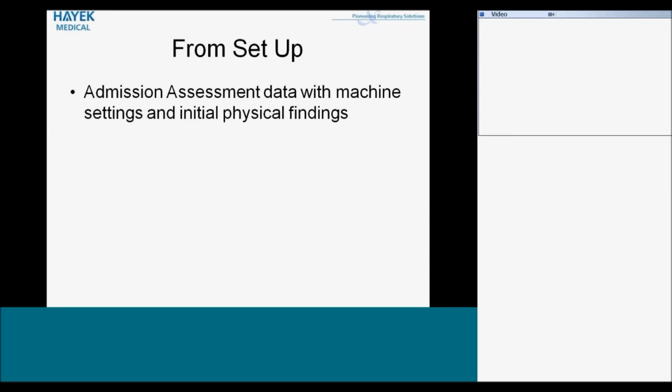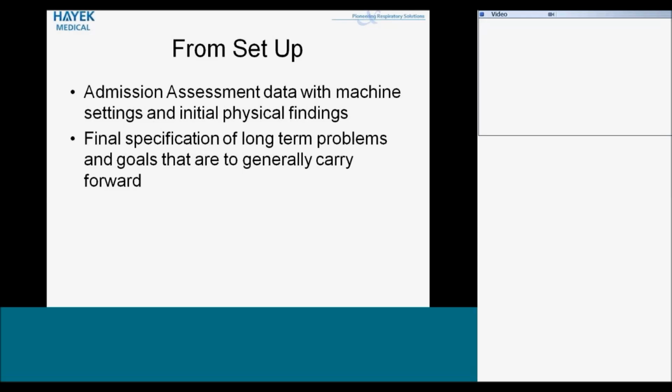From the setup process, coming forward to the follow-up process, in the setup, we did the completed mission assessment, collected that data, documented the machine settings and initial physical findings at the time of setup. So that documentation, that information should have come to you from the setup, and also the final specification of the care plan, long-term problems and goals. That care plan is carried forward throughout follow-up processes unless there's a significant change of condition, and then we can update the care plan at different points in the follow-up process.